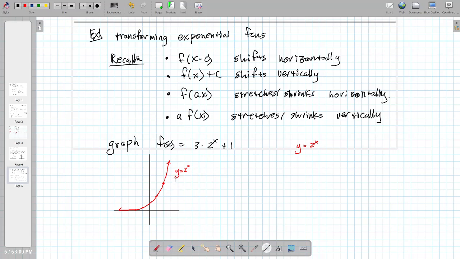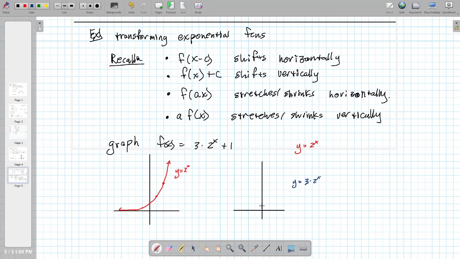Now what I want to do is I want to stretch each of these. I want to stretch the vertical distance by 3 for every single point. So instead of being at 4 here, I would be at 12. Instead of being at 2, I'd be at 6. Instead of being at 1, I'd be at 3, and so on. And that will be the graph y equals 3 times 2 to the x.